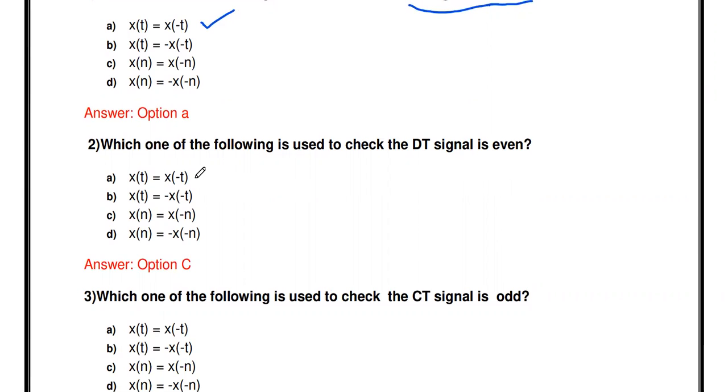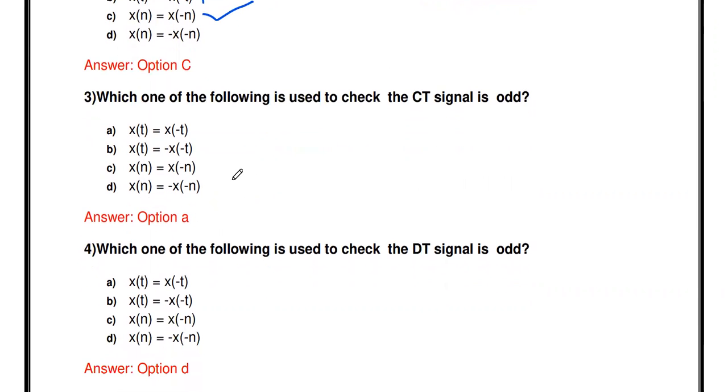Here the first two, x of t equals x of minus t and x of t equals minus x of minus t, are for checking continuous time signals. So you see the third and fourth: x of n equals x of minus n. This is the condition to check whether a discrete time signal is even. If a signal is even, it should satisfy the condition that the original signal x of n and the folded version should be the same. So this is the answer.